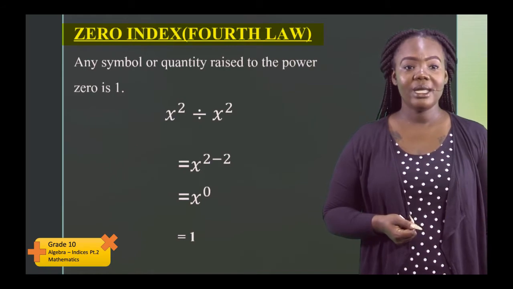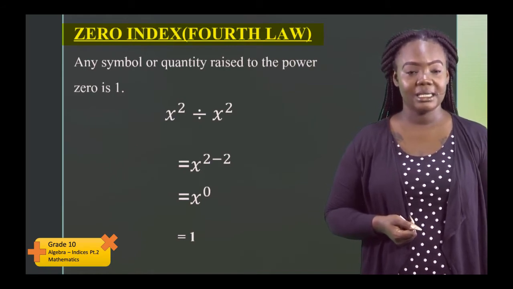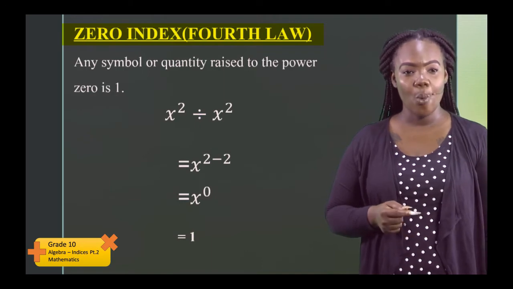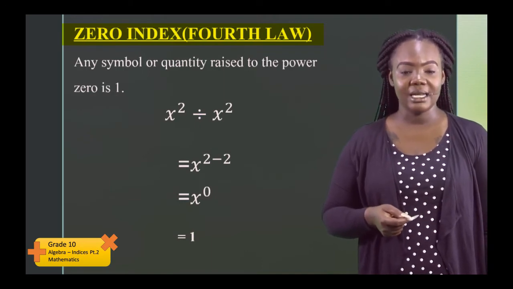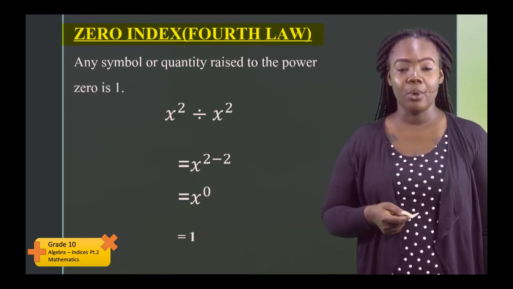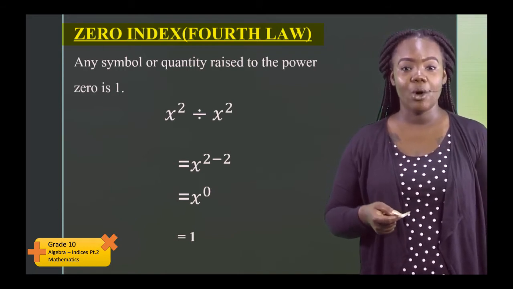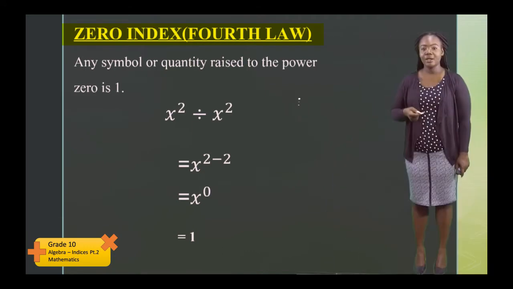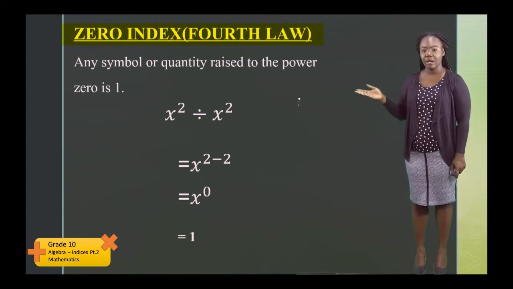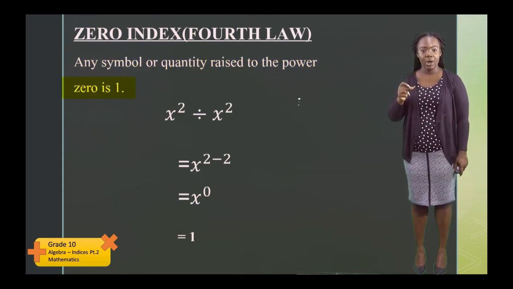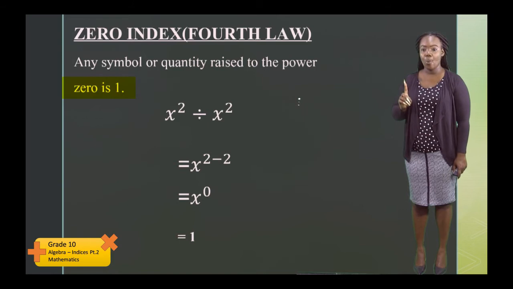Continuing, we are looking at the zero law of index. And my thoughtful teenagers, I want you to understand one thing. The first, second, and third laws are the most important, since all other laws of indices are built on these laws. Now let's take a look at the fourth law. It says if any symbol or quantity is raised to the power of 0, the answer is 1.